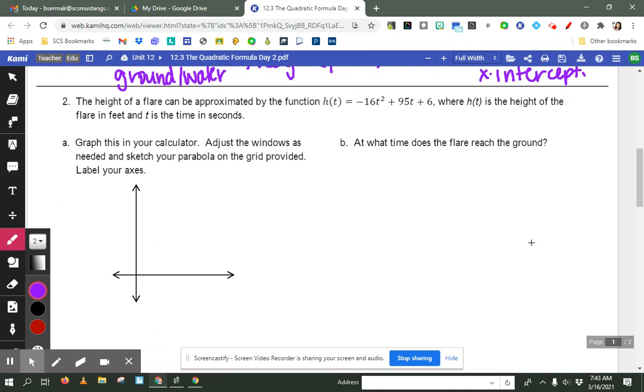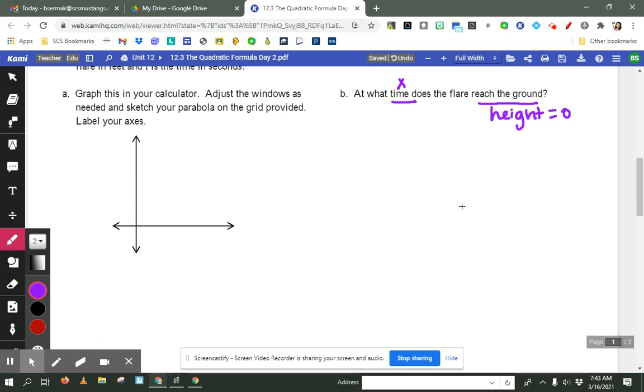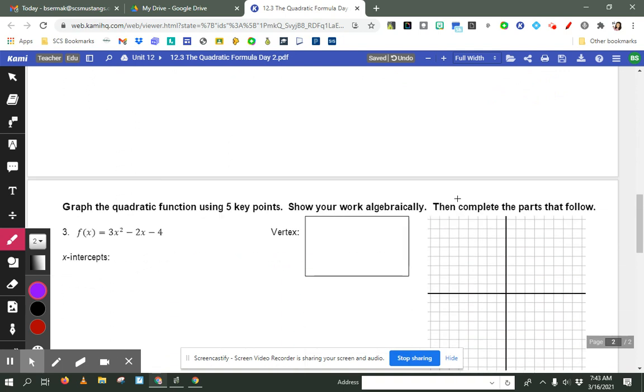Alright, you can do 2 the same way that I did 1 above. So you're going to use your calculator to graph it, and then it says at what time, so that's an x value, does it reach the ground, which means the height is going to equal 0. So you can factor or use the quadratic formula. Use the quadratic formula. Okay.